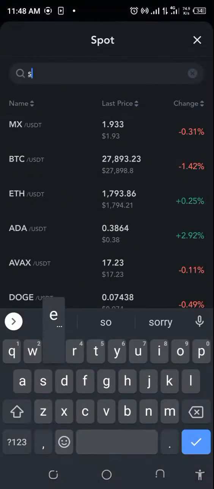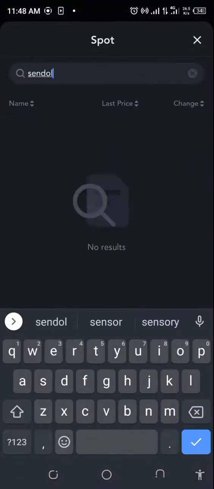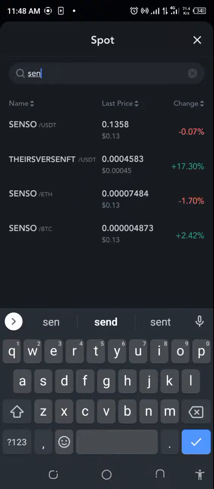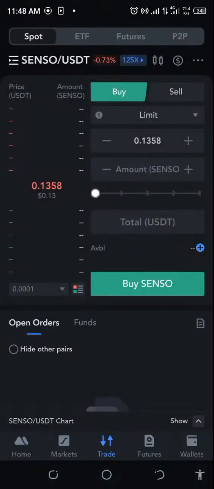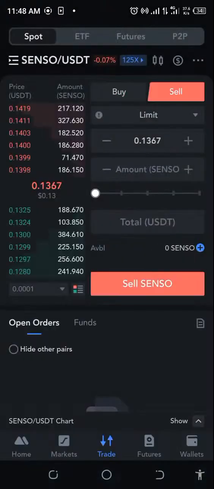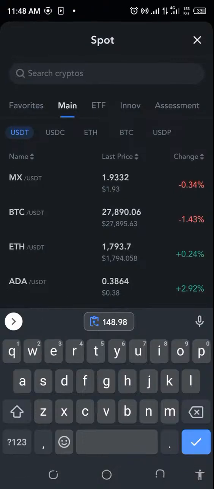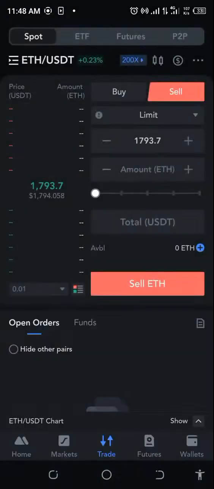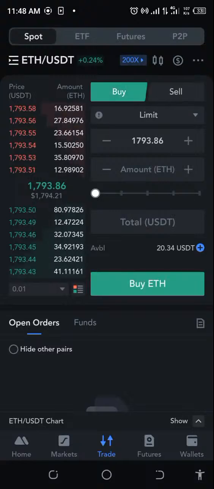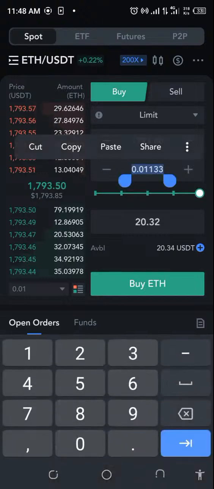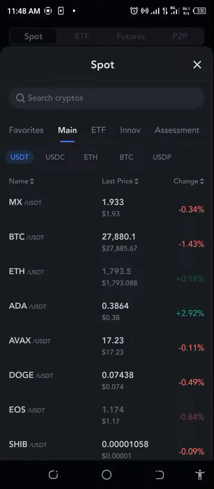Go back to Senso. Senso USDT, all right? Okay, so I want to sell the Senso now. Oh, no. I'll just do one more trial, starting with ETH. Let me see whether that's going to work. So we need to buy ETH first, and then we're going to have to buy that first. It's not picking up everything, but let's go with that. Cut, then let's go to Senso.